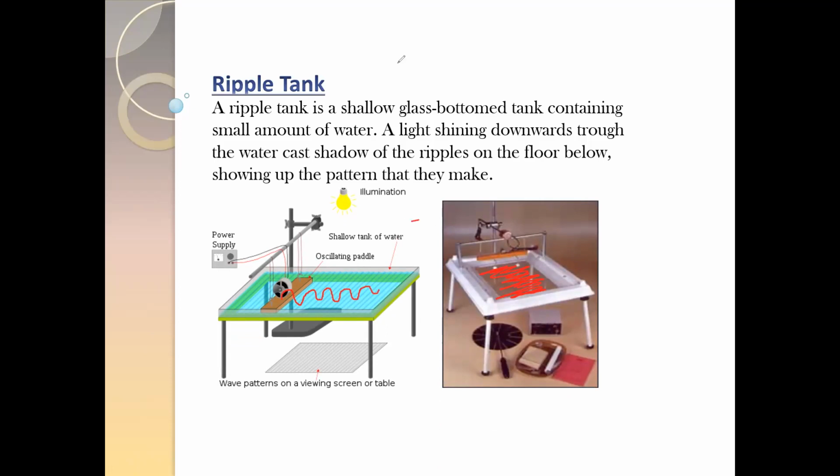We produce the water waves, and on top of this there's a lamp, a bulb. So what is the purpose of the bulb? When it produces light, the light will pass through this wave and it will create a pattern on the screen which is there at the bottom. As the light passes through the water, it creates an image, a pattern on the base or on the screen, so we can observe the waves.